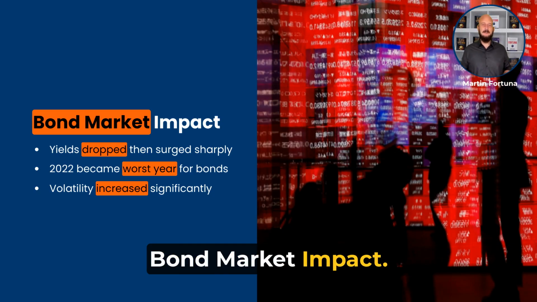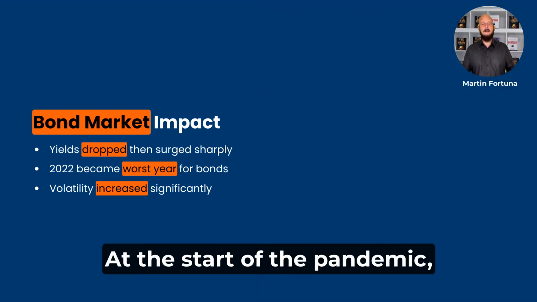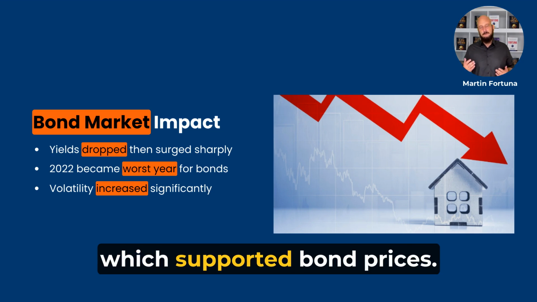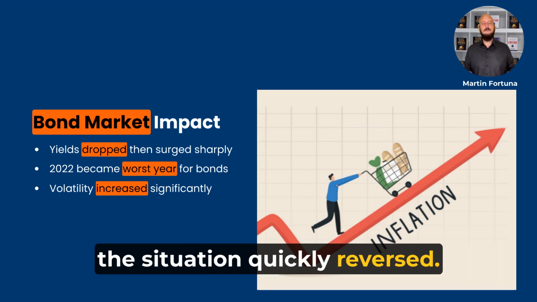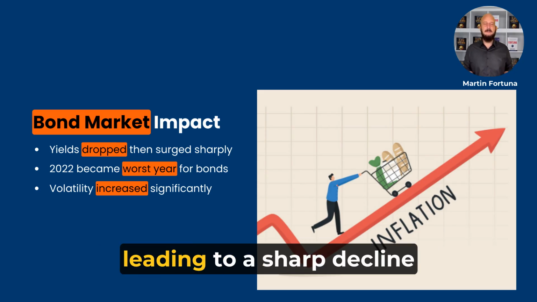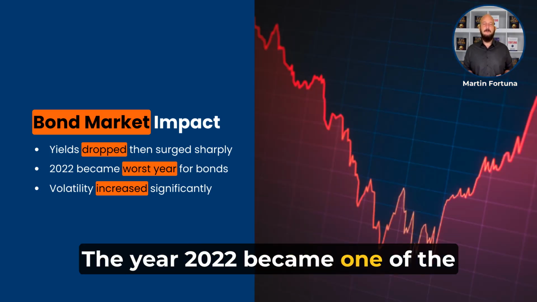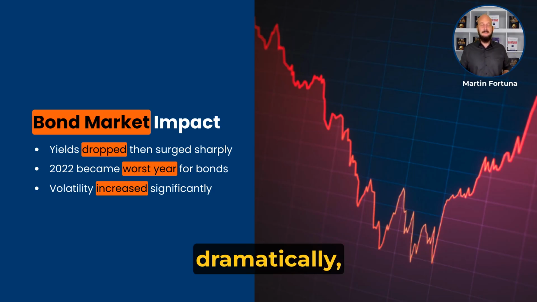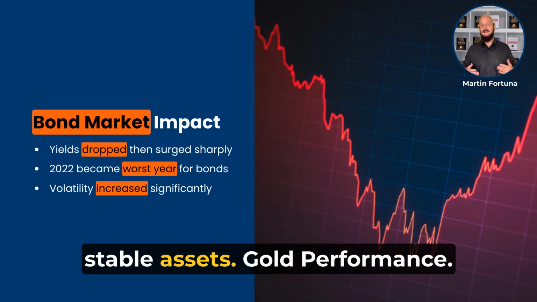Bond market impact. The bond market faced significant pressure during this time. At the start of the pandemic, interest rates dropped sharply, which supported bond prices. However, the situation quickly reversed. Rising inflation forced central banks to increase interest rates, leading to a sharp decline in bond prices. The year 2022 became one of the worst years for bonds in modern history. Volatility increased dramatically, surprising many investors who traditionally viewed bonds as stable assets.